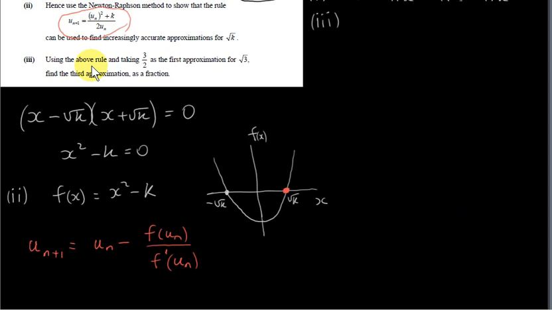In part 3 we want to use the above rule and take 3 over 2 as the first approximation for the square root of 3. We want to find the third approximation as a fraction. Okay, so you can see that the letter k has been replaced with 3. So our function becomes f of x equals x squared minus 3. And here's the graph of f of x equals x squared minus 3. So the roots are going to be root 3 and minus root 3. They're going to be the two roots of this quadratic if we put this equal to 0.